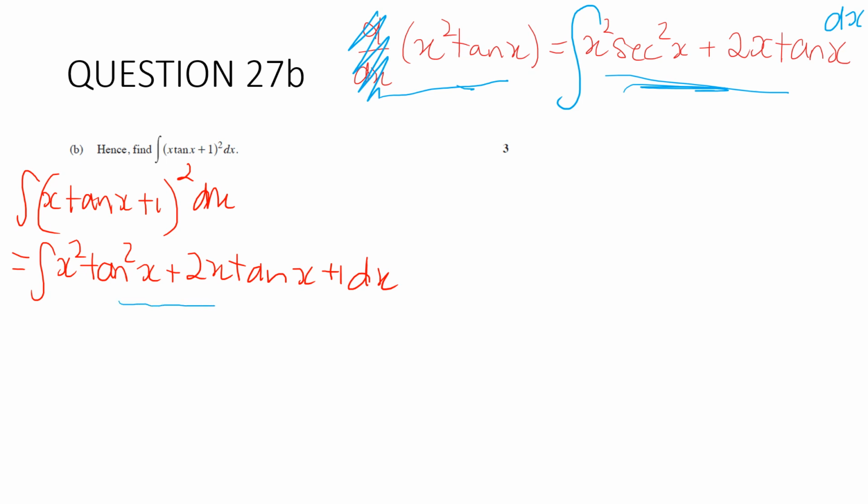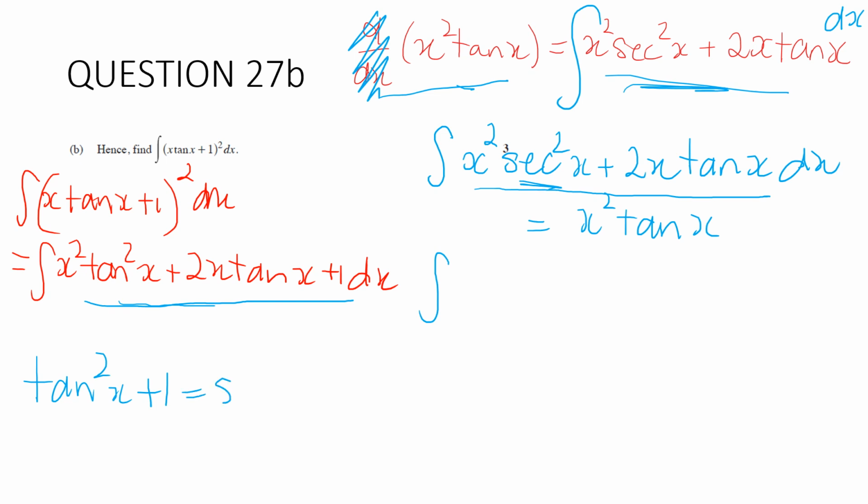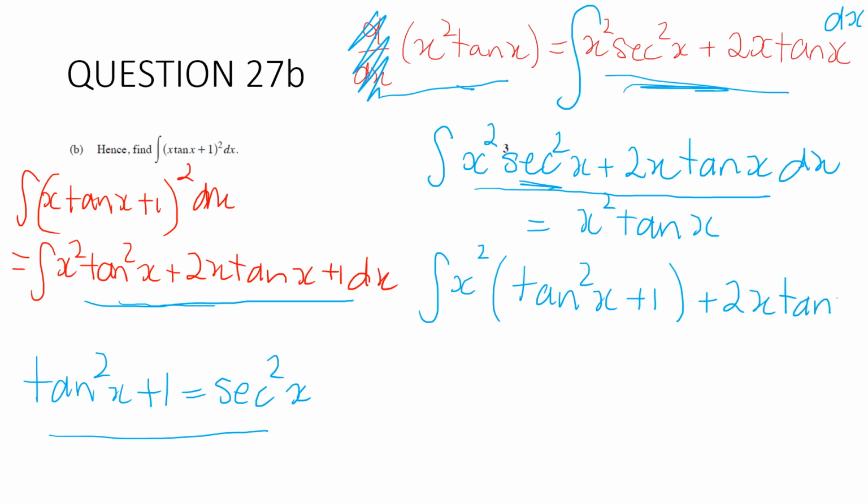I'm going to write this one in blue so you can see the difference. So the integral of x squared sec squared x plus 2x tan x dx is equal to x squared tan x. All right, we need to match this. We need to make this equal to that. Now, obviously sec squared is wrong, so instead, tan squared x plus 1 is equal to sec squared x, one of those Pythagorean identities, so let's substitute that in. So instead of sec squared x, we're going to have tan squared x plus 1 plus 2x tan x dx is equal to x squared tan x.